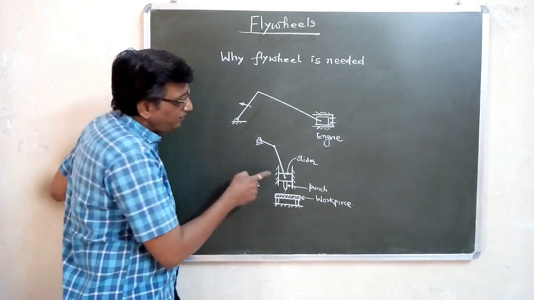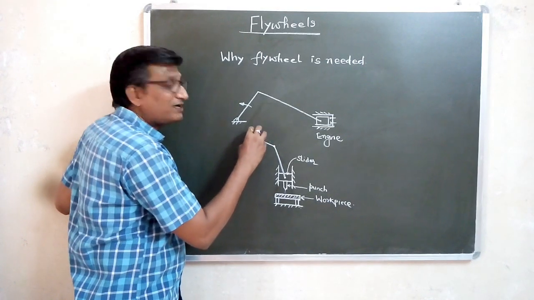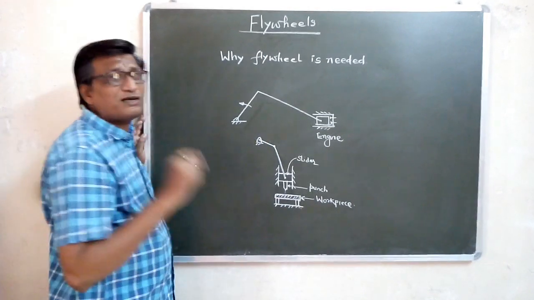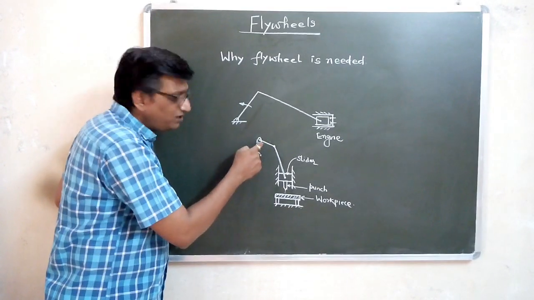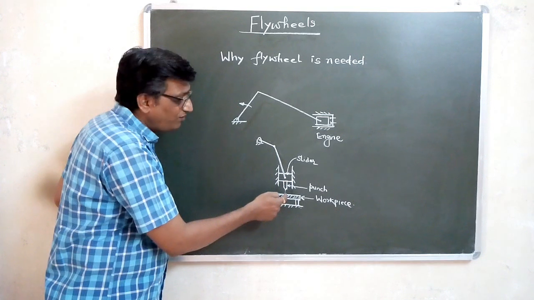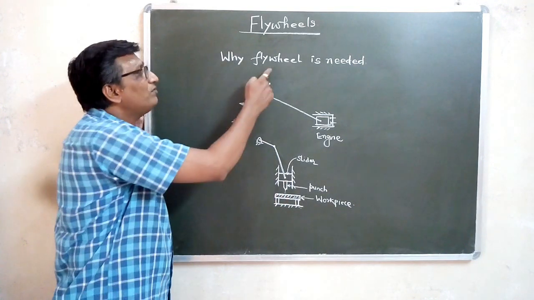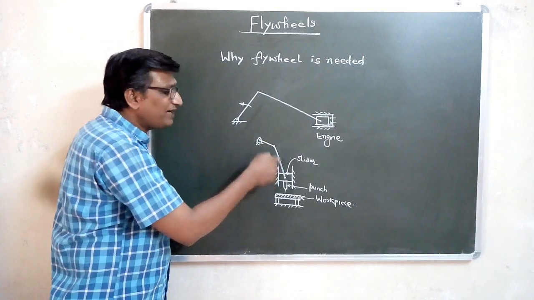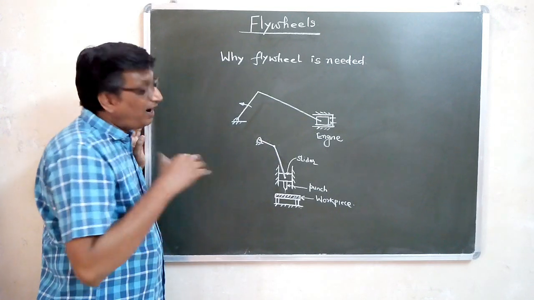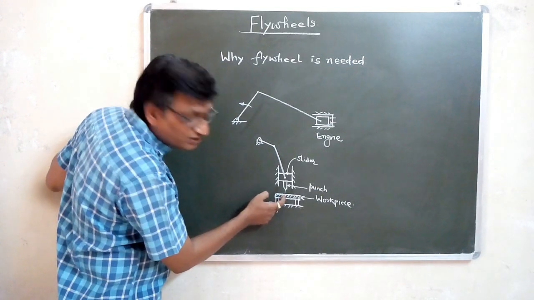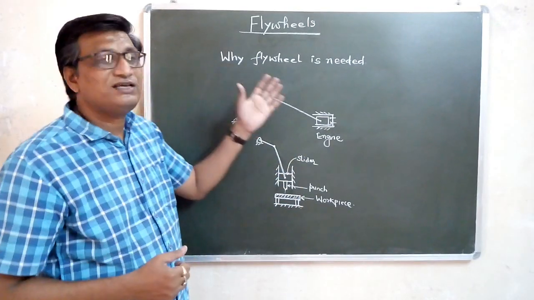If you see the power source, let us say a motor is there, that motor will supply a constant energy. That means there is no provision which will supply more energy when there is a punching. So in that case, if you attach a flywheel there, during other strokes and other movement, the flywheel will store the energy, and when the punching operation happens, the flywheel will provide the energy. That is why the flywheel is needed.